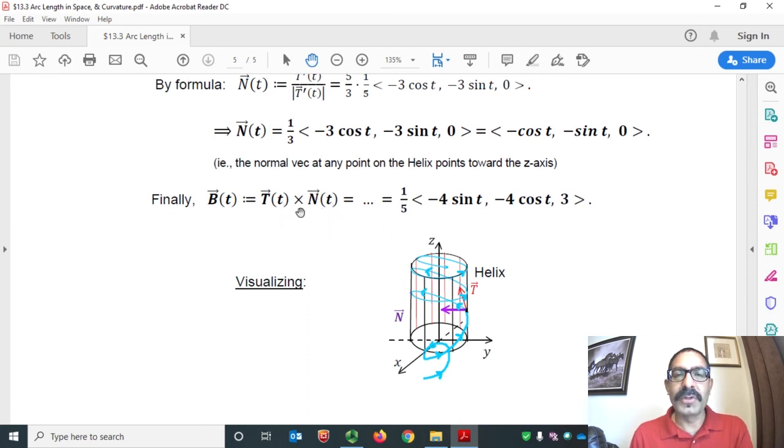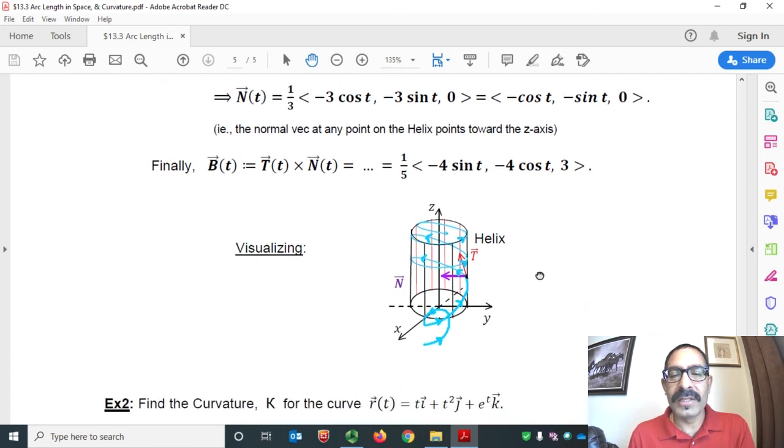Then we know how to compute the cross product. Expand the 3 by 3 determinant. The first row is i, j, and k. The second row is the components of the unit tangent vector, and the third row is the components of the unit normal vector. And we expand the determinant. Then this gives us 1/5 times the vector negative 4 sine t, comma negative 4 cosine t, comma 3. I hope this computation makes sense to you all.